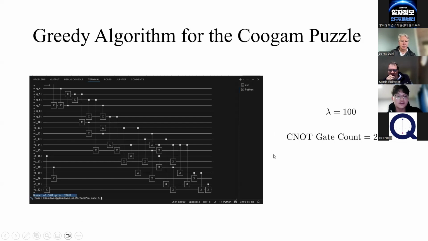This is after applying the greedy algorithm with the same Hamiltonian. And the number of CNOT gates, as you can see here, is around 21K, which I find very remarkable.